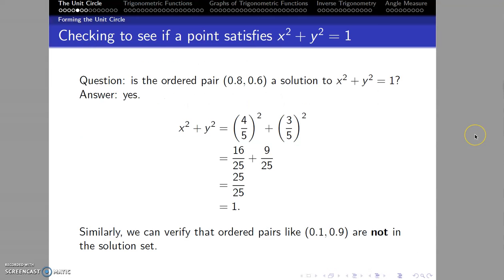And the answer is yes, because that does satisfy the unit circle equation. You can actually plug that in. 4/5 squared is 16/25, and 3/5 squared is 9/25. Added together, that's 25/25, which does equal 1. So that's a way to check whether something is on the unit circle: if it satisfies the equation, it is on the unit circle. And if it doesn't, like (0.1, 0.9), that would not be on the unit circle because it does not satisfy the unit circle equation. Something to hold on to as we move forward.